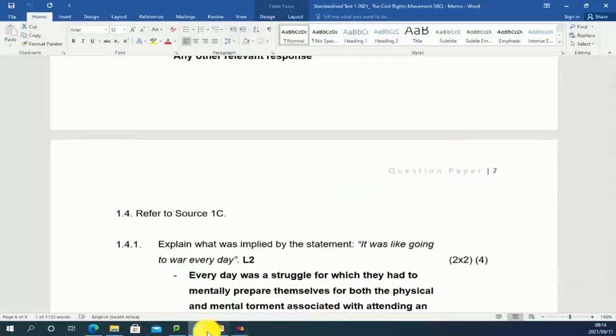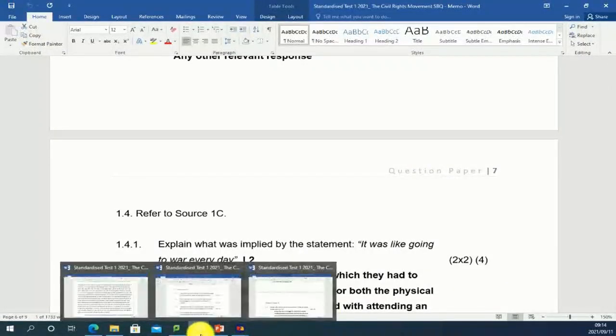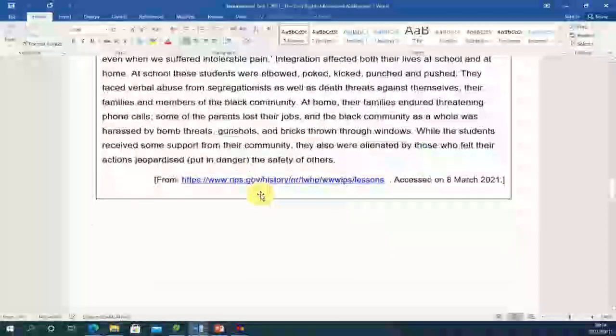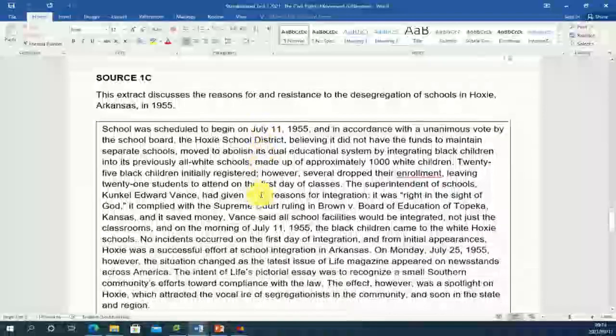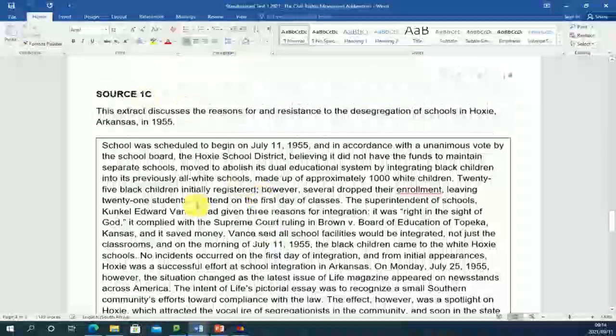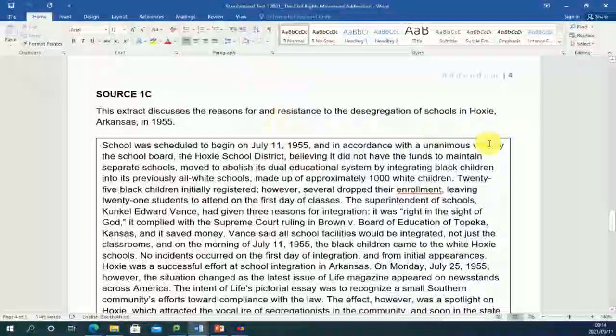Now we move on to 1C. Right. So again, we start with the contextualization of the source. So the extract discusses the reasons and resistance to the desegregation of schools in Hoxie, Arkansas in 1955. So we're now looking at how desegregation affected a different school in that same state.